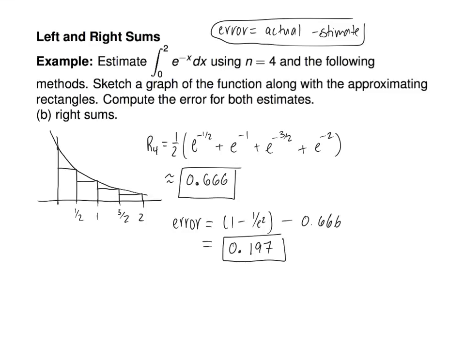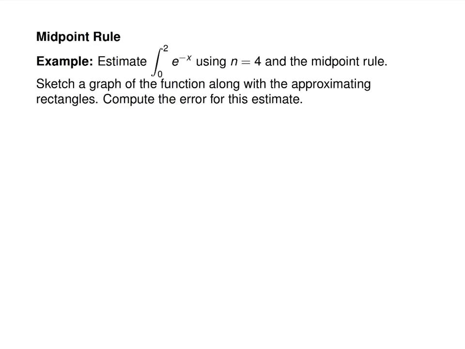A far more accurate way to estimate things is to use something called the midpoint rule, which you should have learned a little bit about in Calc 1. The idea here is that you start the same way: you divide your interval, this one also into 4 pieces.